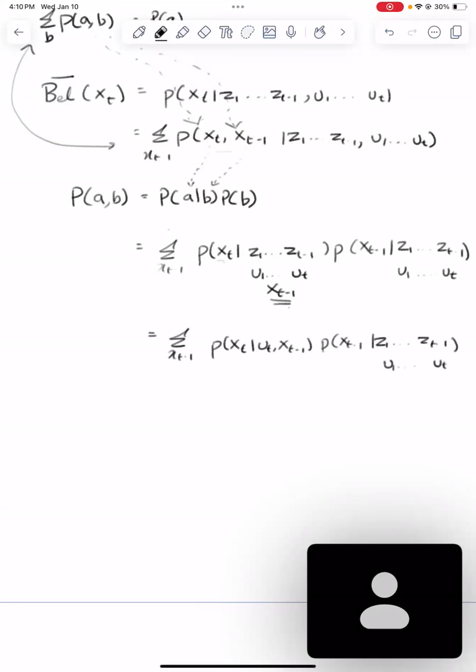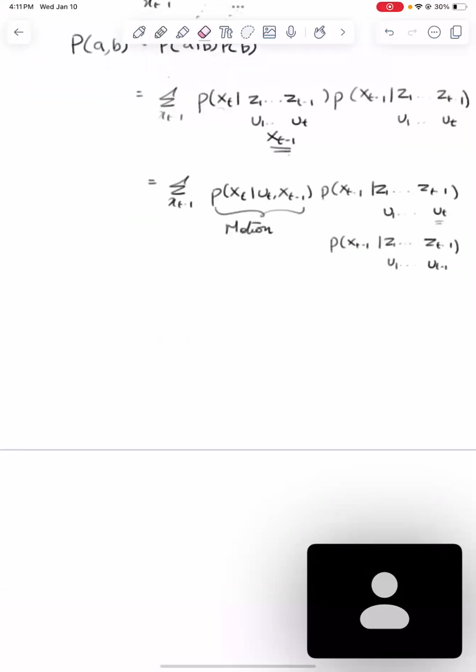Now, if you notice, this is exactly our motion model. So that's great. Now we have to do one small modification here. We have to note that currently it's depending on ut in the future, but you can't really depend on the future. So this is going to become P of xt minus 1 given z1 to zt minus 1 and u1 to ut minus 1. Okay, so this gives us this.